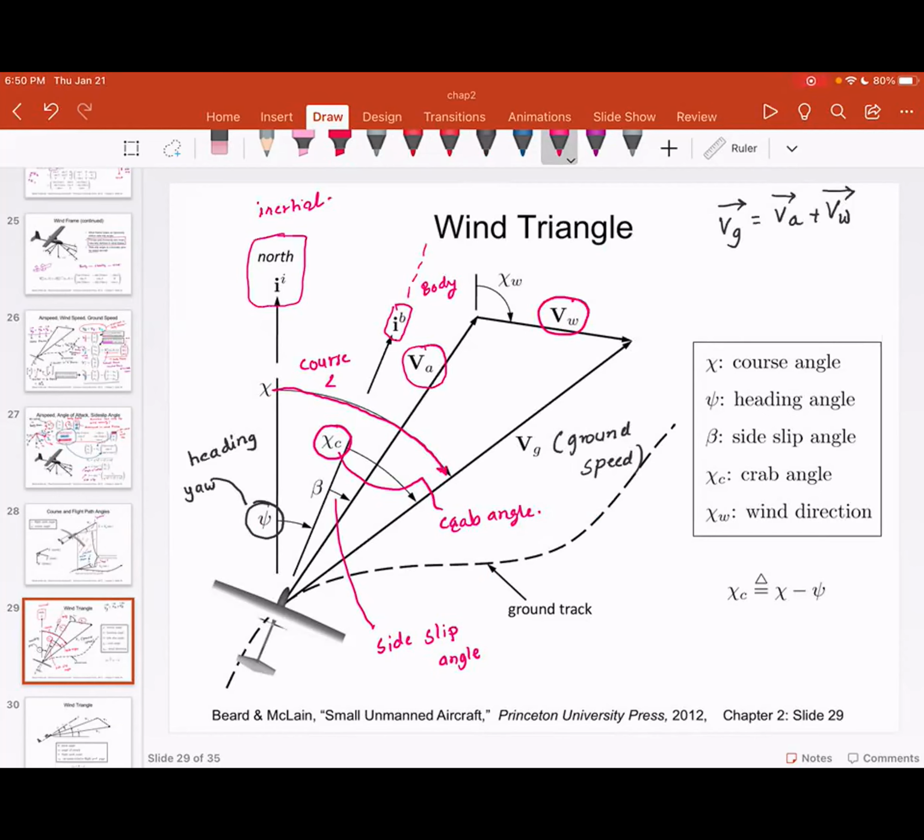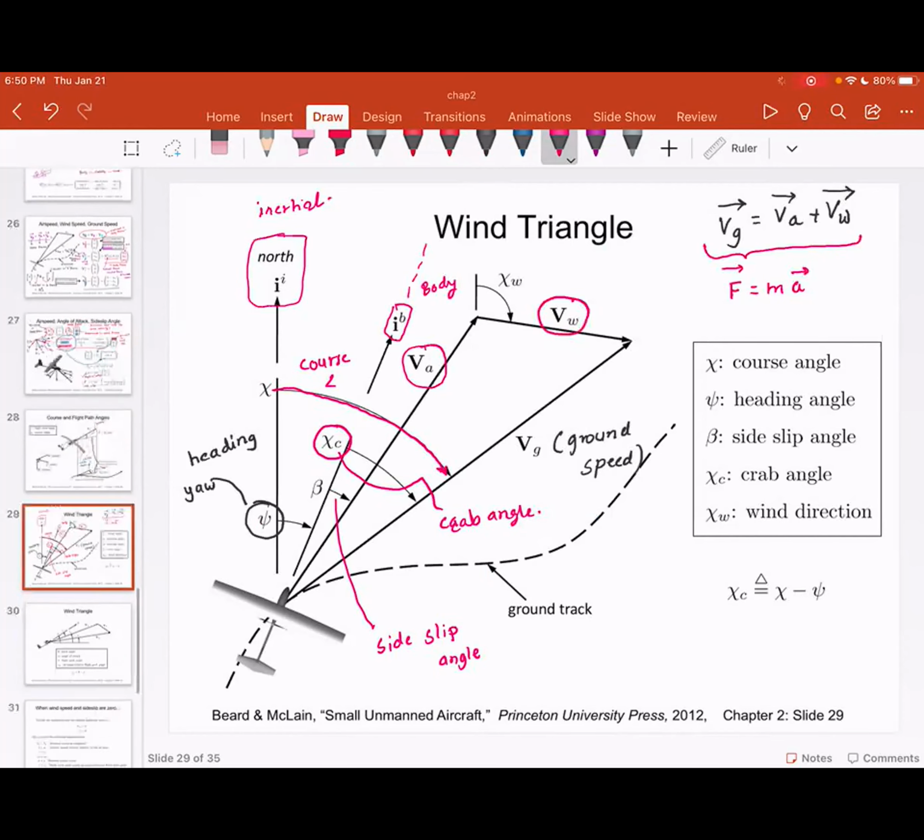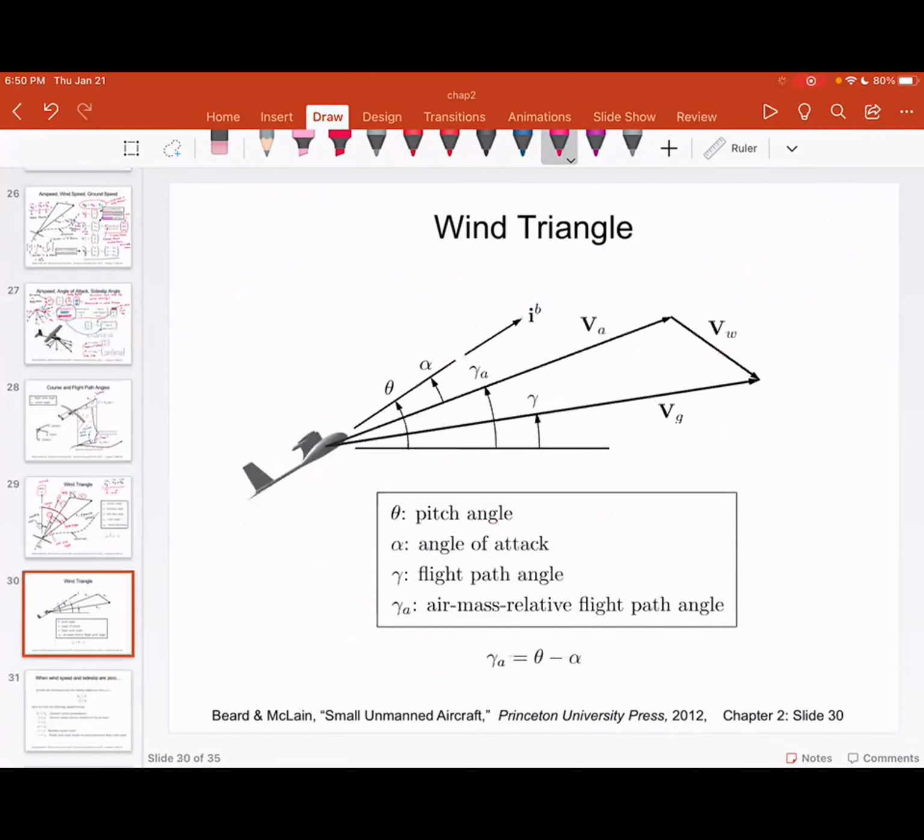and that gives you the ground speed. And this is very important because at the end of the day, when we try to derive the differential equations of motion, we are going to use the equation force is equal to mass times acceleration. And in that case, all the velocities, all the accelerations, all the forces need to be in the same coordinate frame. And that's why this aircraft kinematics is super important.